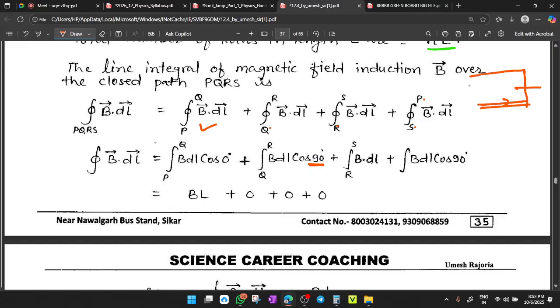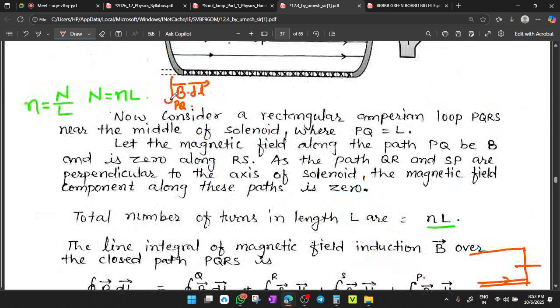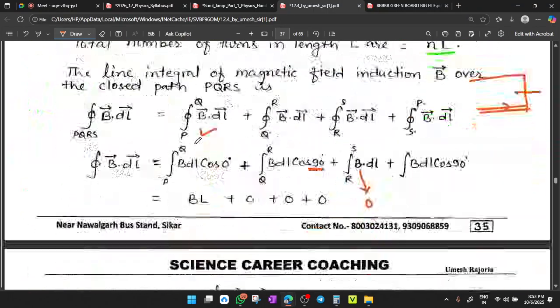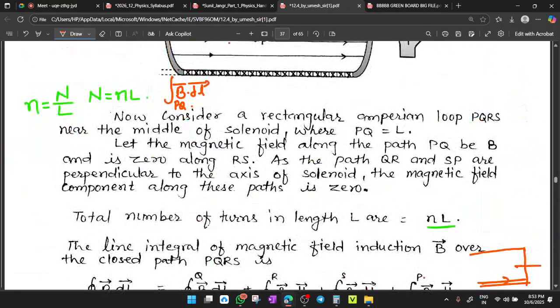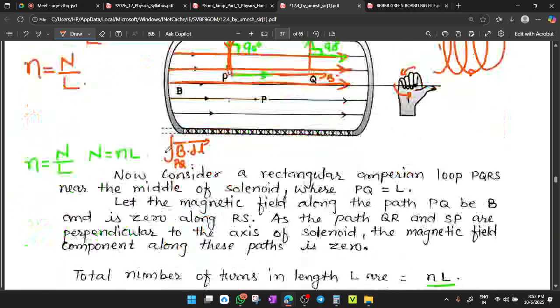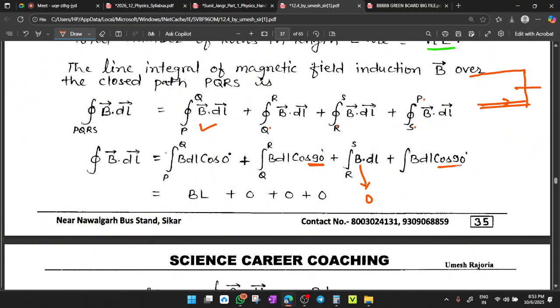Outside here it is again B dot dl, but remember, outside the loop B equals 0. Yes, check here: outside the loop B equals 0, outside the solenoid B equals 0. Agree? And for the fourth limb, the angle is 90 degrees, so cos 90 equals 0.